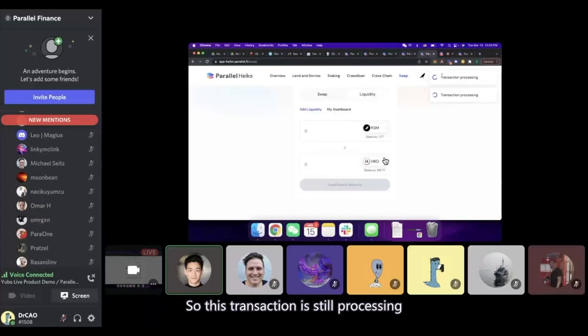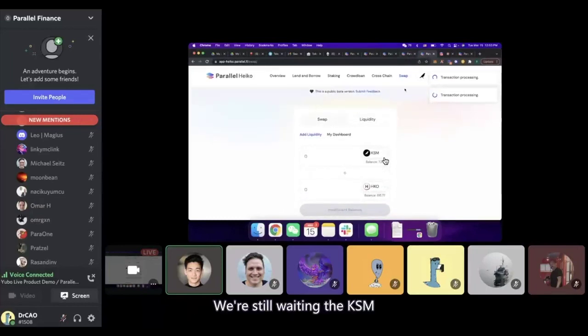LP tokens. So this transaction is still processing. We're still waiting on Kusama. Sometimes it takes a little bit longer. So give it a second. We'll see.